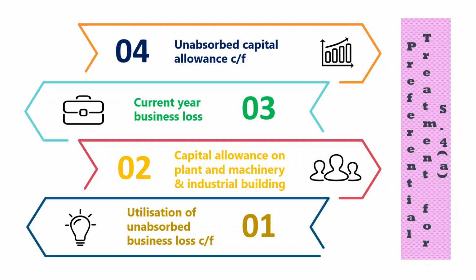For losses, the utilization of unabsorbed losses can be carried forward forever until you permanently close your business. If you temporarily close your business, you can still claim your capital allowance and your losses. The next one is the capital allowance on plant and machinery and industrial building.